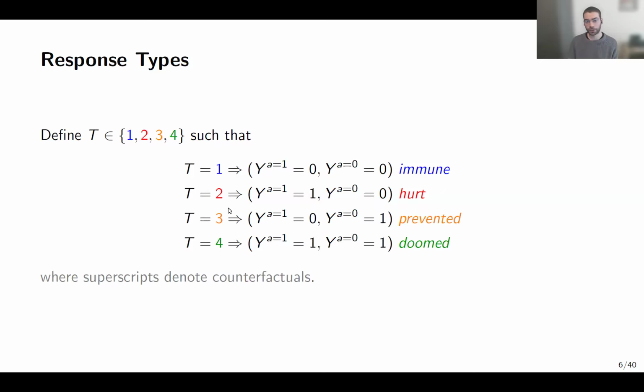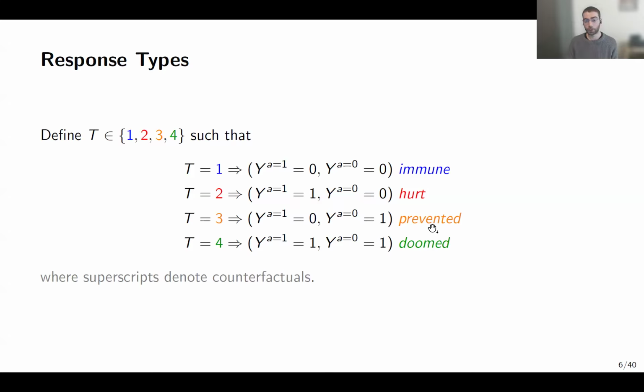Then we have individuals in t equal 2, which develop the outcome under treatment, but do not develop the outcome under control. So these individuals are the ones that are hurt by the treatment. And then we have individuals in the third response group, t equal 3, which do not develop the outcome under treatment, but develop the outcome under control. So for these individuals, the treatment prevents the outcome. So those are called the prevented.